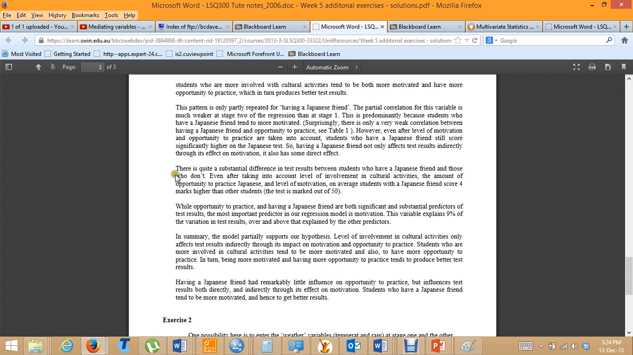And then you need to talk about the difference in test results. There is quite a substantial difference in test results between students who have a Japanese friend and those who don't. Even after taking into account level of involvement in cultural activities, the amount of opportunity to practice and level of motivation, on average, students with Japanese friends score 4 marks higher than other students.